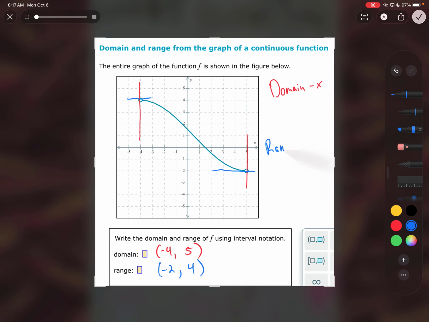Apple has tried to correct my handwriting and make it look better, and that's not good. So it's down to up, and the domain is left to right.